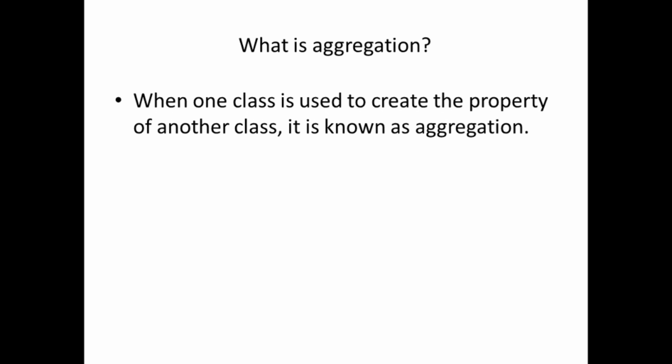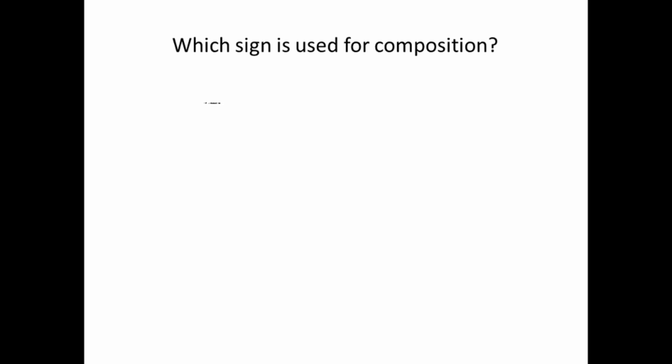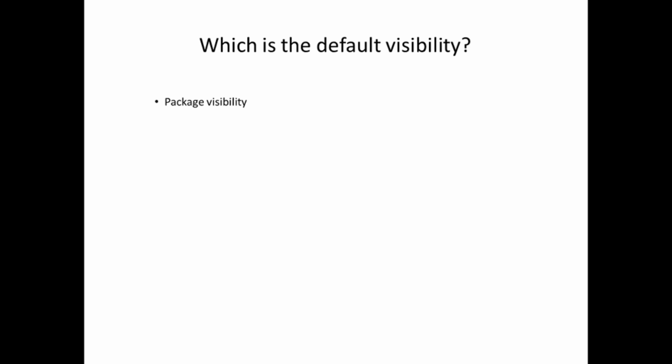What is aggregation? Remember, when one class is used to create the property of another class, it is known as aggregation. Which sign is used for composition? For composition, filled diamond sign is used. Which sign is used for public visibility? For that, the sign is plus. Which is the default visibility among these four? Remember, the package visibility is default.